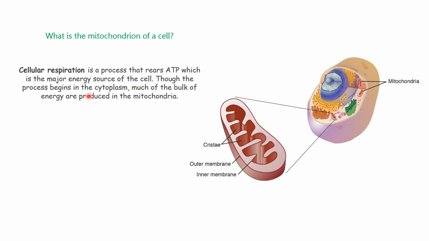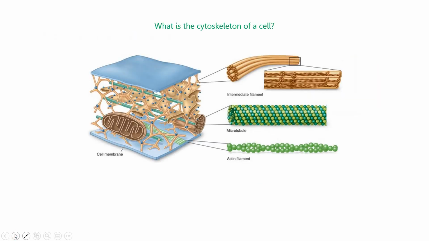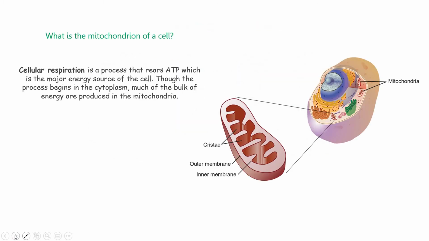Though the process begins sa cytoplasm, much of the bulk of energy are actually produced in the mitochondria. What does that mean? Cellular respiration does not happen in the cytoplasm alone. It happens in many places. So after in the cytoplasm, it can proceed to the mitochondria, and it is there kung saan tayo nakakakuha ng pinakamaraming ATP. Okay, so yeah, it is called as the powerhouse of the cell for that purpose.